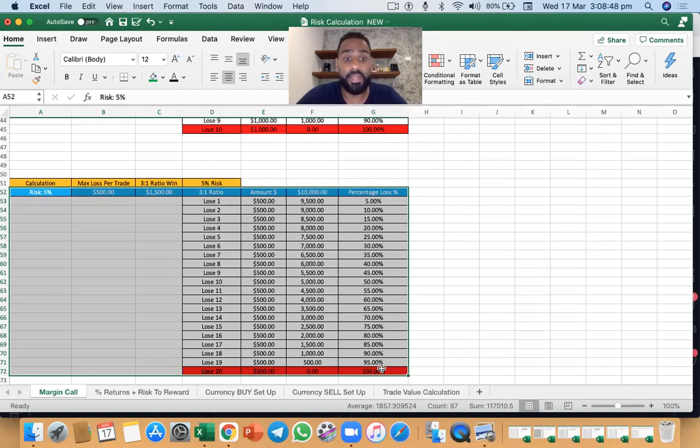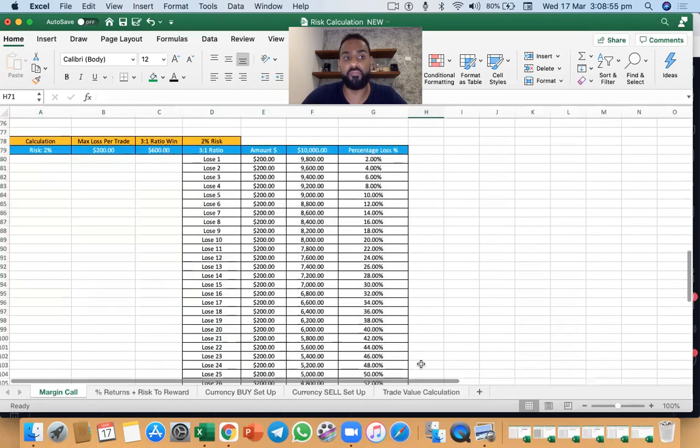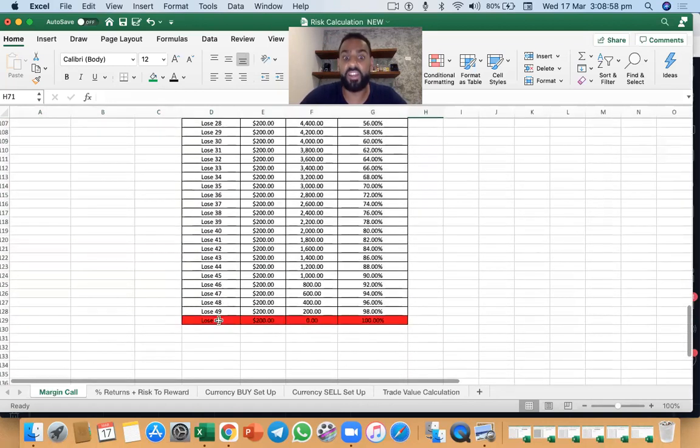But the point is that it takes a lot of trades when you start to go down to 5% risk until you lose your account, okay? Move it down to 2% risk. It takes a lot of trades, 50 trades in a row before you lose your hard-earned money.